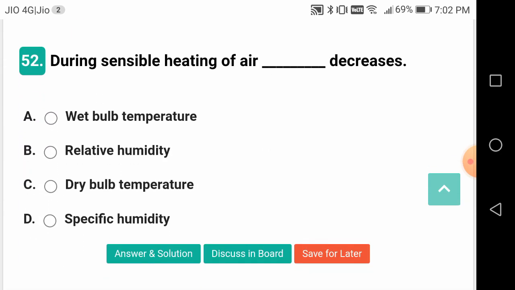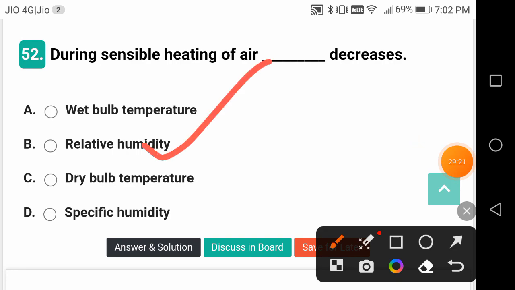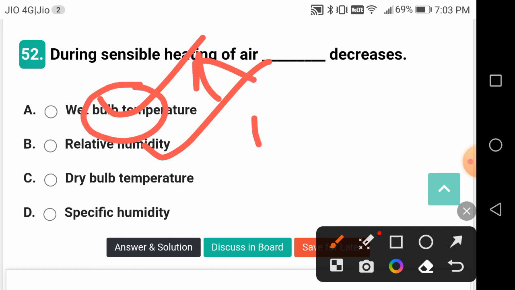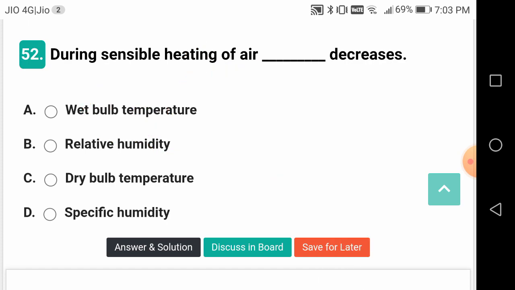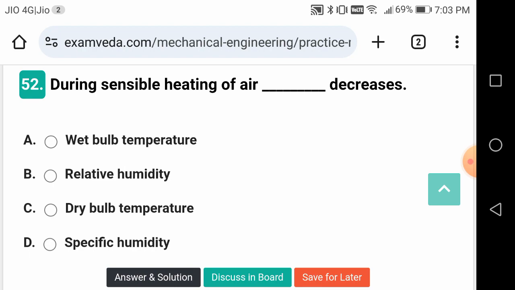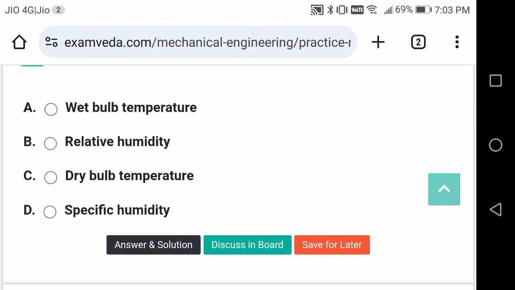During sensible heating of air, dash decreases. Relative humidity. Wet bulb temperature is going to increase. It increases. This is going to decrease: relative humidity. What is relative humidity? Water content in the air at the existing temperature by the water content in the air in the saturated state. Because the sensible heating is nowhere related with the specific humidity or dry bulb temperature, because it is heating dry bulb temperature. So definitely relative humidity is the correct answer.